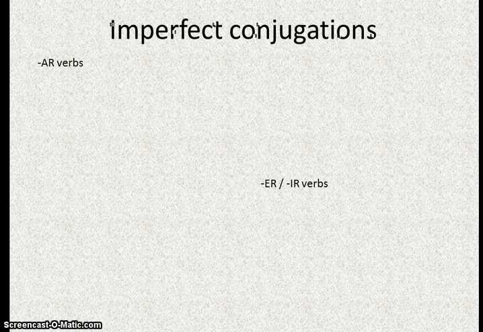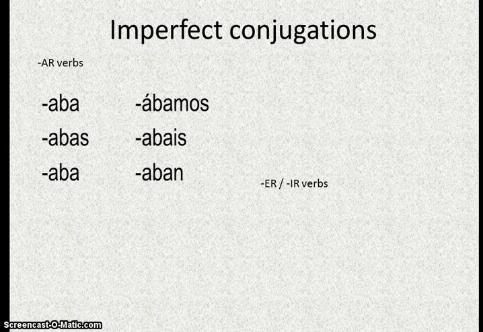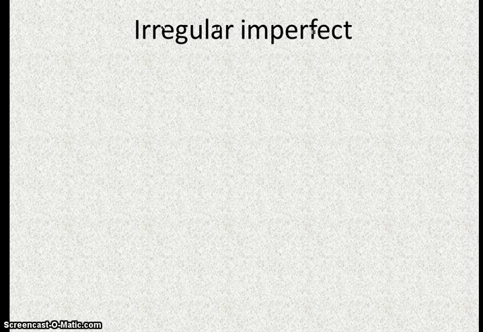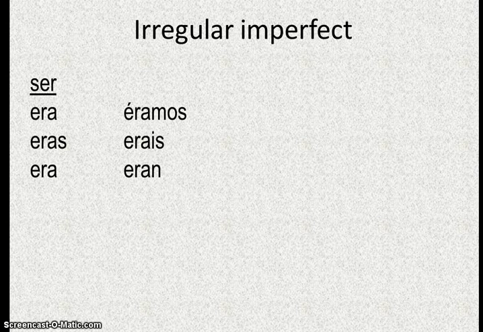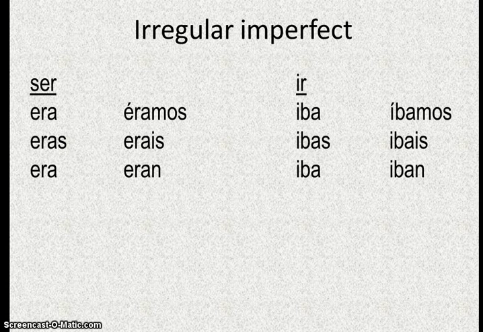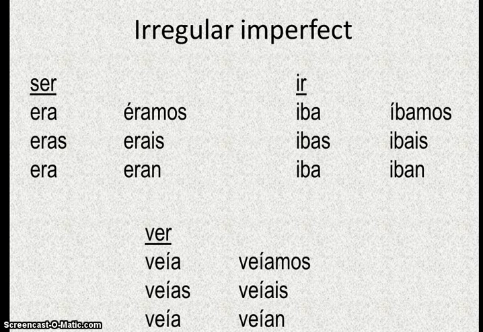The imperfect conjugations are much more simple. The AR verbs use aba, abas, aba, ábamos, abais, and aban. ER and IR verbs, ía, ías, ía, íamos, íais, and ían. All of those would carry accent marks. The irregular imperfect, we are only going to have 3 verbs. We have the verb ser, the verb ir, and the verb ver.